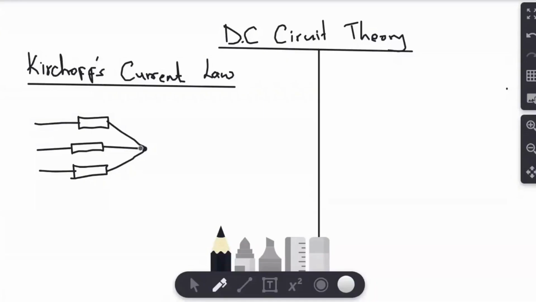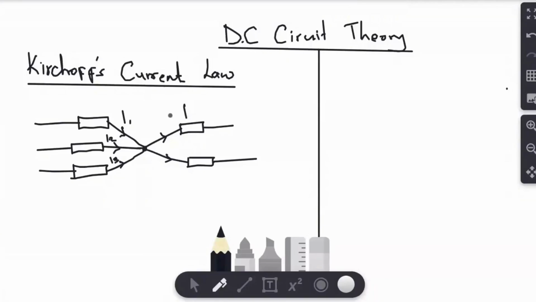So the Kirchoff's current law states that at any junction in an electric circuit, the total current flowing towards that junction is equal to the total current flowing away from the junction. I'll state it again. It states that at any junction in an electric circuit, the total current flowing towards the junction is equal to the total current flowing away from the junction.